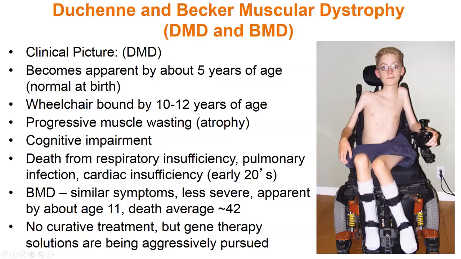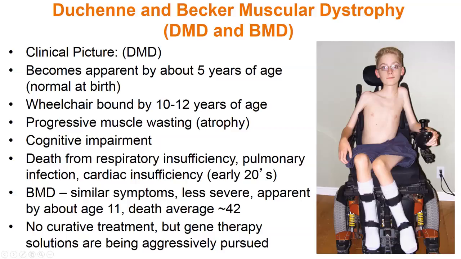It does have cognitive impairment, so that dystrophin protein does play a role in the brain as well. And usually they die from respiratory insufficiency. Eventually the muscles just weaken to the point where they don't work anymore. And also the heart muscle is going to get to the point where it doesn't work anymore. I said early 20s. Occasionally, with proper management, you could get a patient that might survive into their 30s with Duchenne.